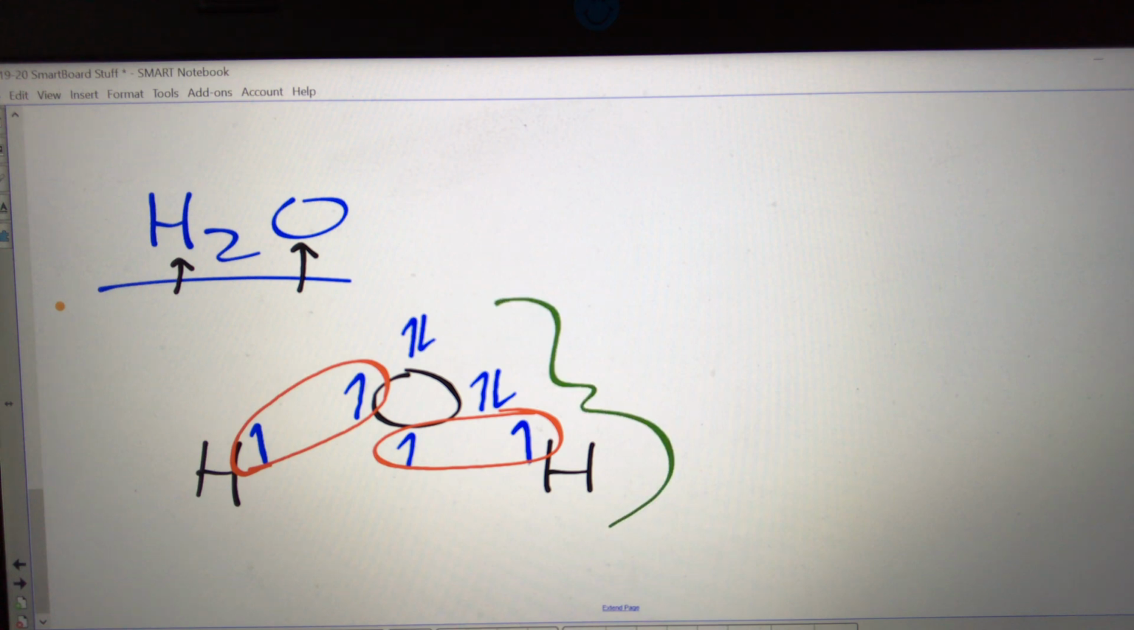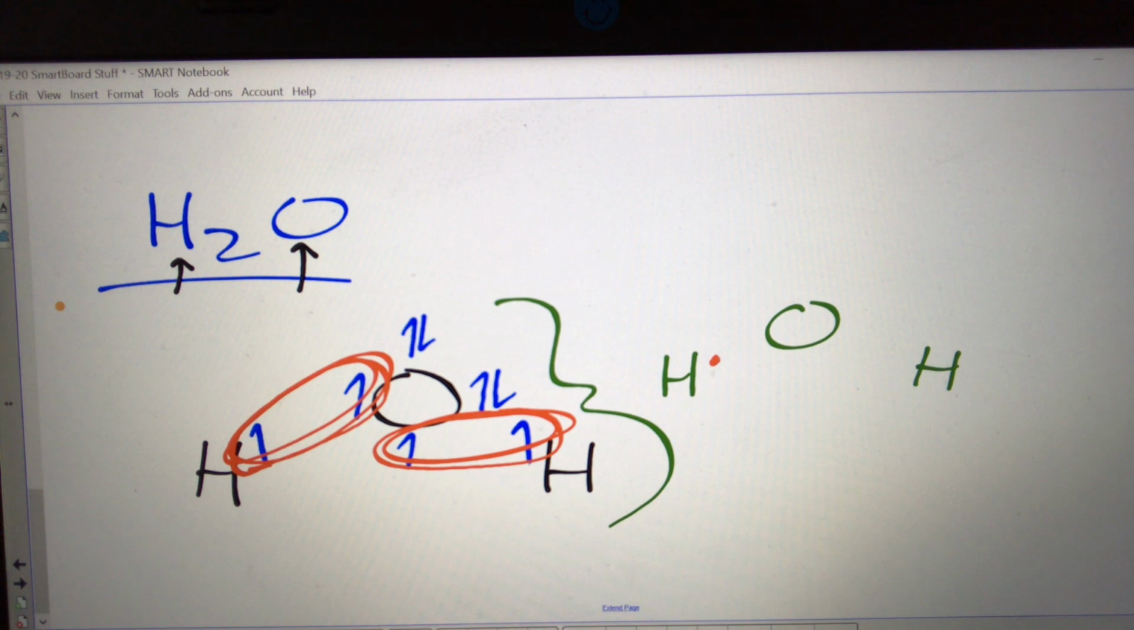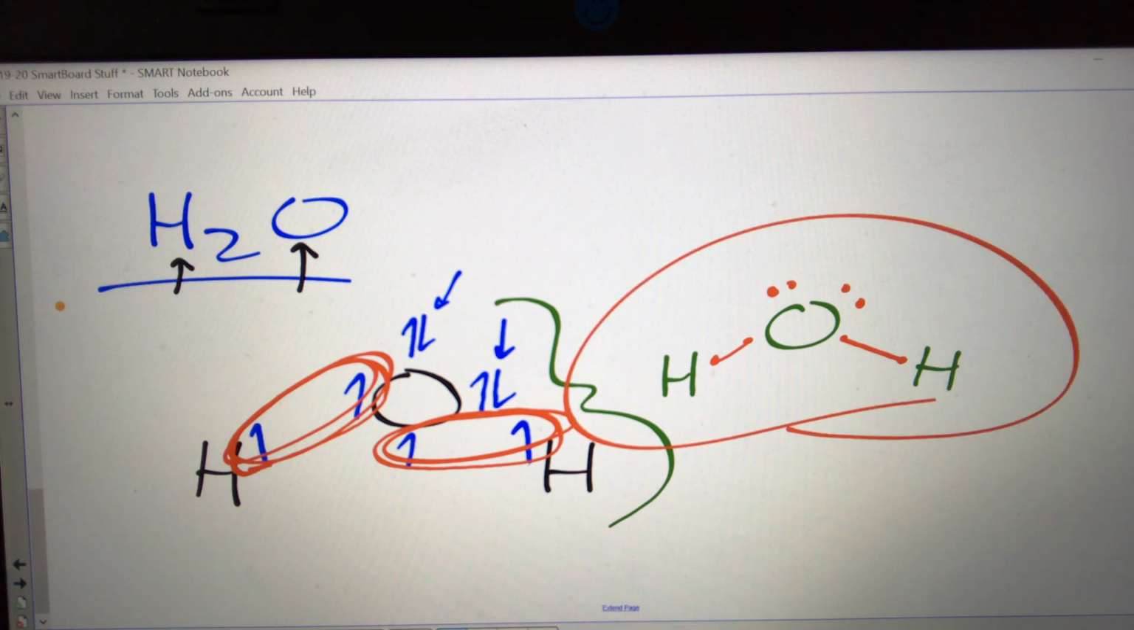But that looks like a mess, so to make my Lewis structure look nicer, I'm going to put O in the middle, 2 H's. Now again, I have a bond between O and H and a bond between O and H. I'm just going to show that. And then I have these two unshared pairs on oxygen, kind of just up here. As long as they're on oxygen, it's okay. It can go on the opposite sides and on the top. And that is your water molecule.